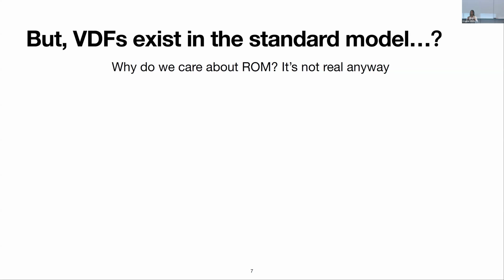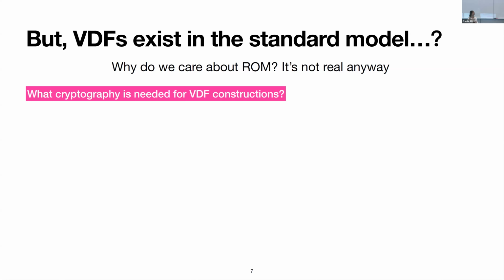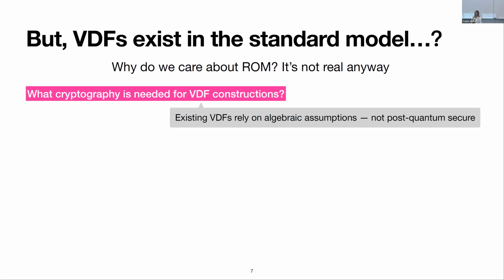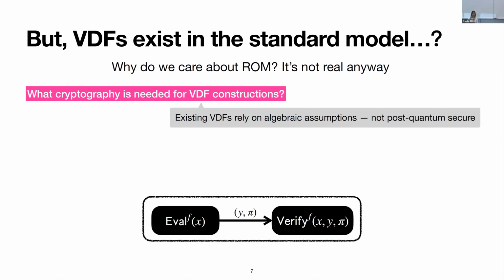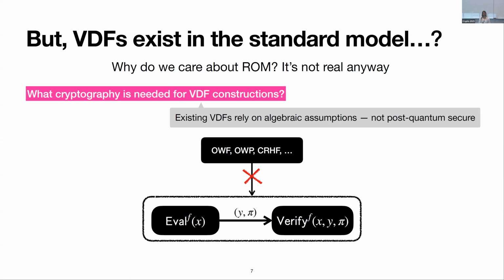So then what's the first question you want to ask me? You want to ask me how do I construct it? But then it's a crypto primitive. Then therefore we ask what crypto is needed to construct VDFs, right? So we also know that all the existing VDF constructions rely on algebraic assumptions, and none of them are post-quantum secure.